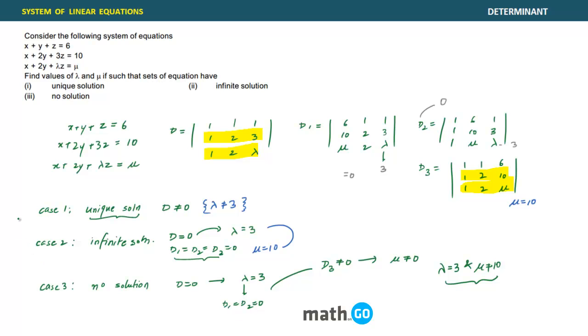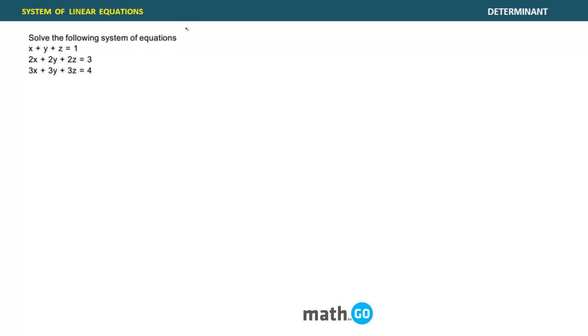So this is a very basic problem that you should revise to understand all three cases, which are the most famous three cases. Now let's take the next problem.